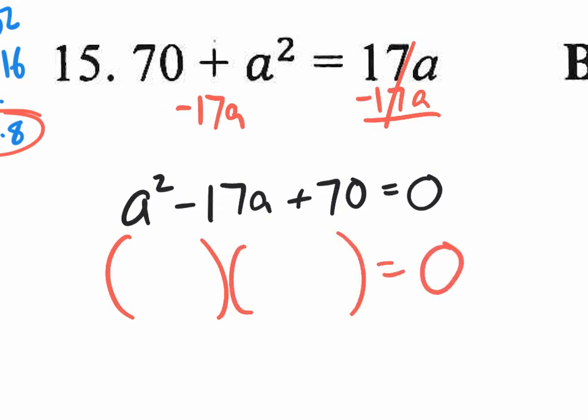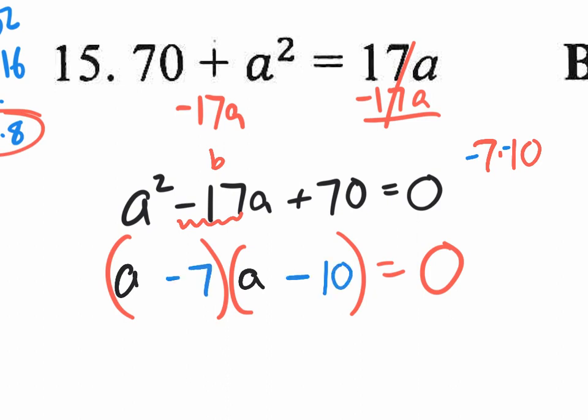So when we think, what times what is 70, that if you combine together is -17? -7 and -10. Some of us are thinking 7 times 10, that's 70, and if I add it together, it's 17. That's great, but our b value is -17. So we have the right number, we just have the wrong signs. Change them both to negative. So we do have the a here, the a there, and we're going to have a -7 and a -10.